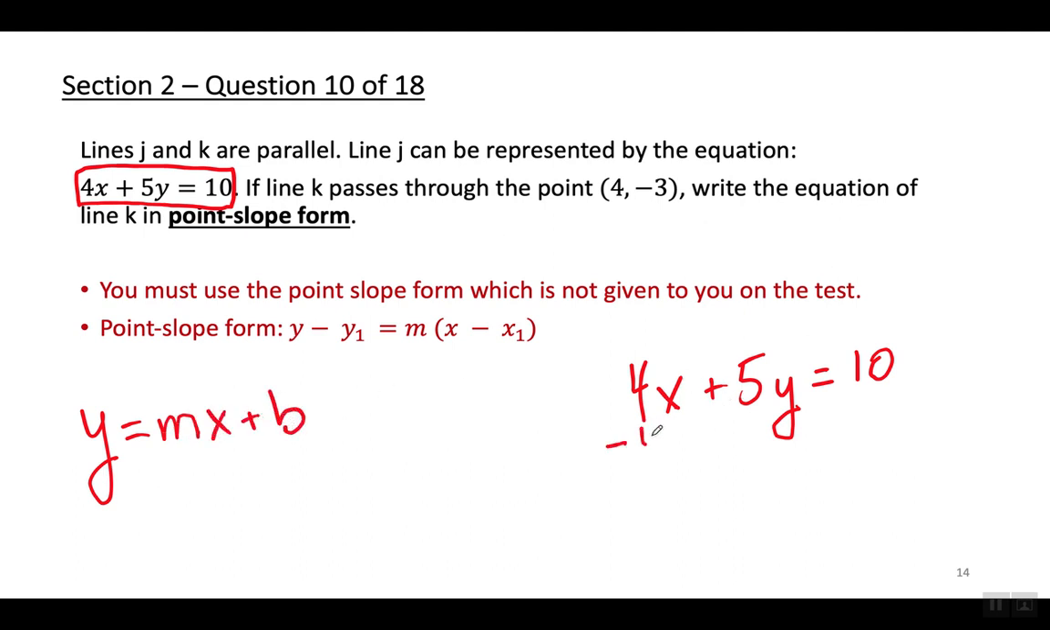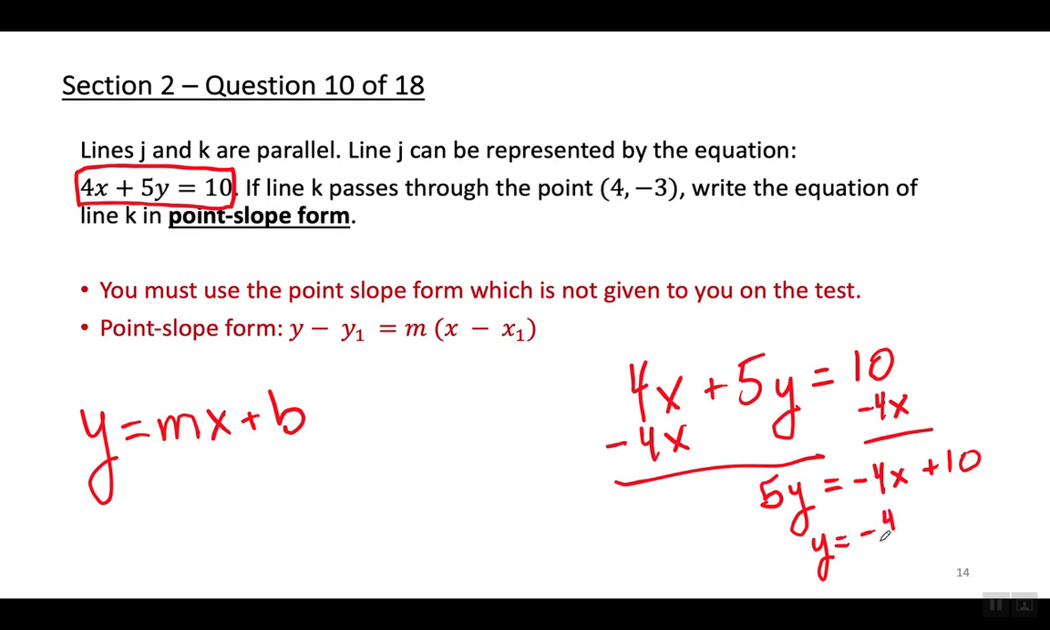So let me move 4x to the right by subtracting it. And that'll give me 5y equals, I cannot combine that, so I'm just going to write negative 4x plus 10. And now I just got to divide by 5. So y equals negative 4 over 5x plus 10 divided by 5, which is 2. But we're not going to use this part, so it doesn't matter. What we need is the slope. The slope is negative 4 over 5.